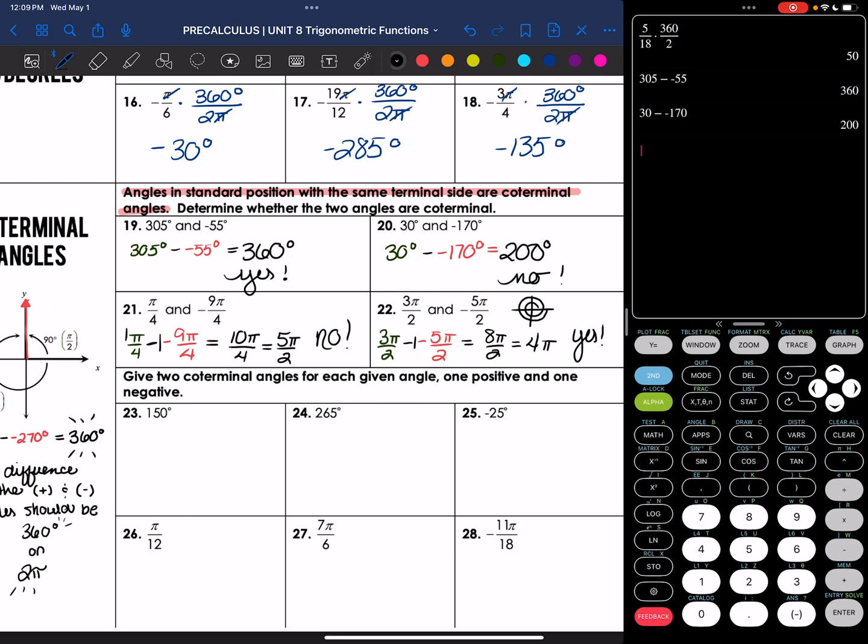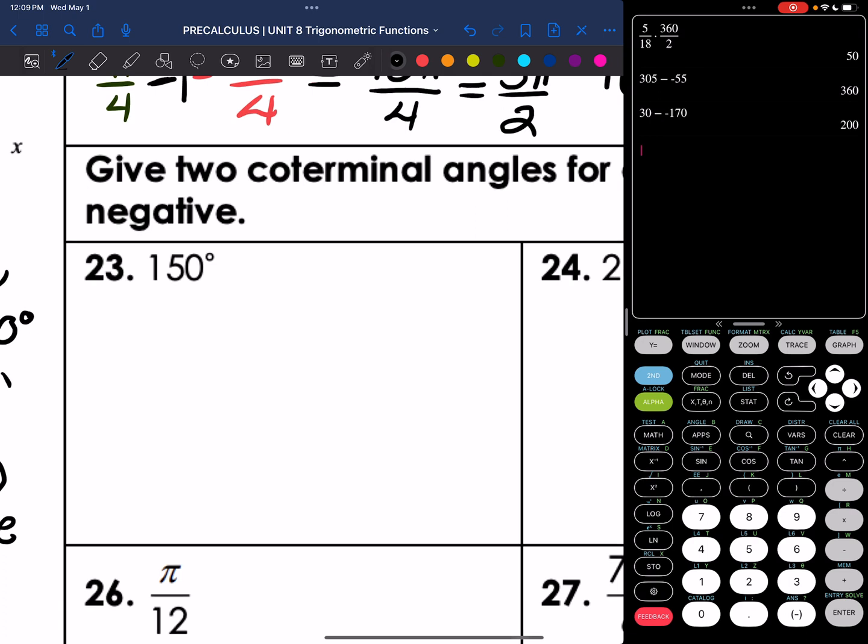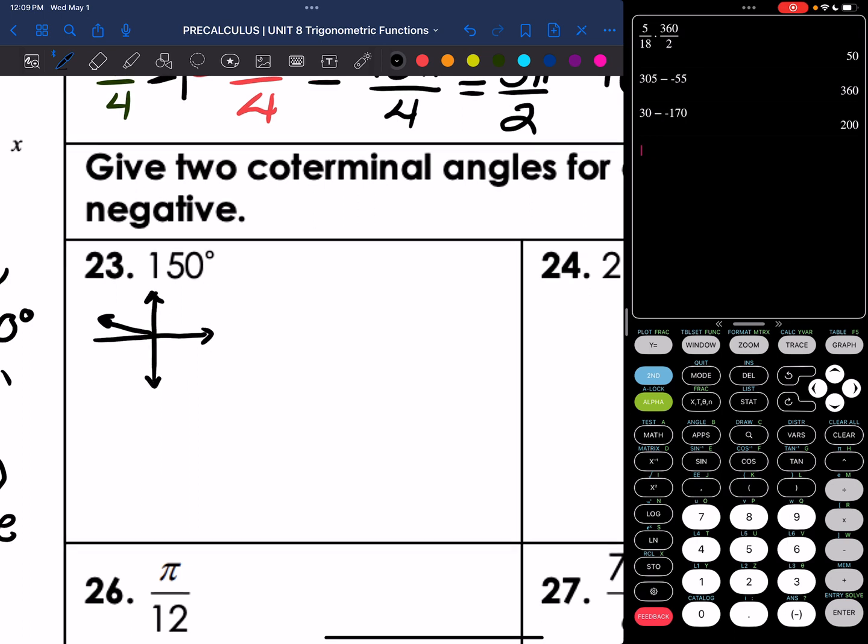One positive, one negative. Think about this with me. Where is 150 degrees? 150 degrees is going to be right over here, getting close to a straight line. So what would be the negative rotation that would end me right there? Well, just take your 360 and subtract 150 from it. I would need to go negative 210 degrees.